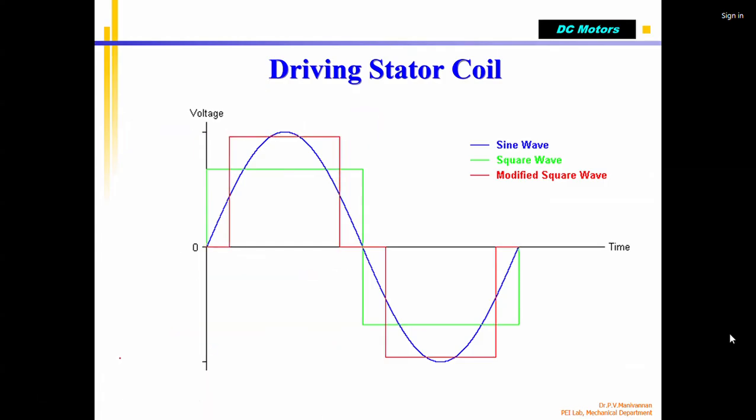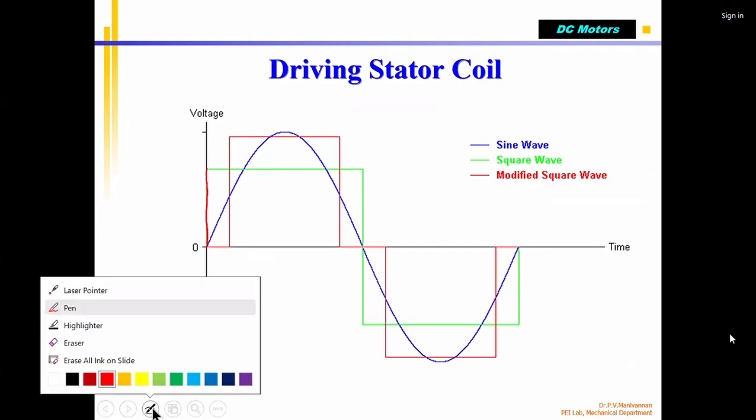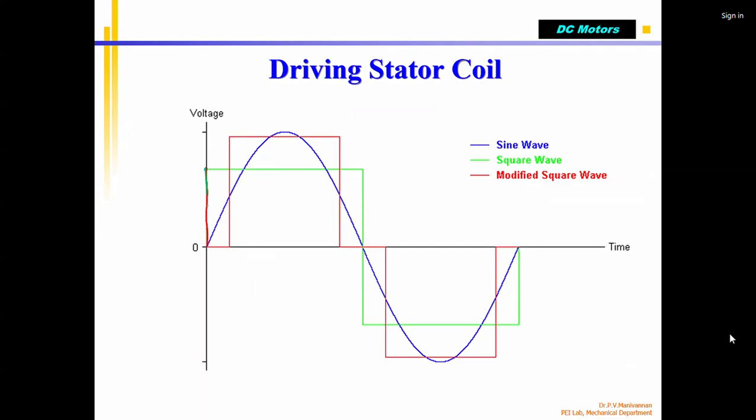To avoid that, instead of supplying this kind of a pure square pulse, correct? What they do is, the green one, sorry, the green one is the pure square. They supply what you call a modified square pulse. You can see the light green, correct? That is the modified. This is what nowadays they are supplying to your motor. Sorry, I will use the green color. This is called modified, correct?